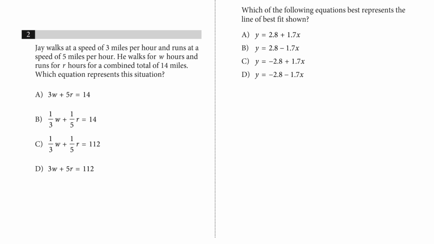So whenever you have a rate, miles per hour, and you have the number of hours, you multiply them together to get the total distance traveled. So he walks 3 miles per hour times the number of hours he walks plus 5 miles per hour times the number of hours he runs, and that's going to equal the total number of miles. So 3W plus 5R equals 14.